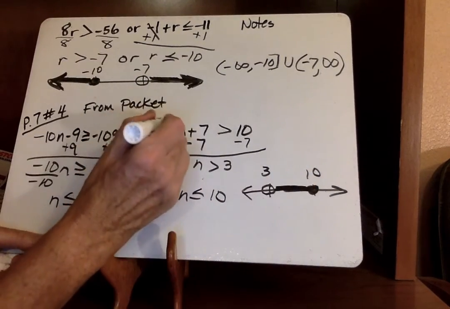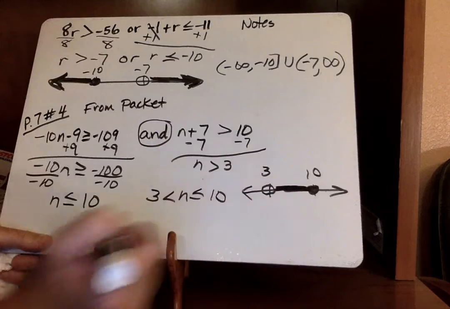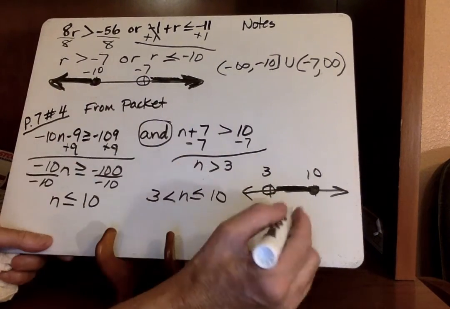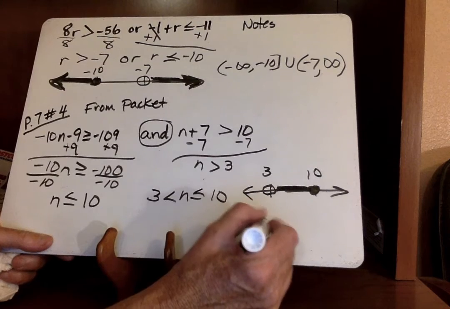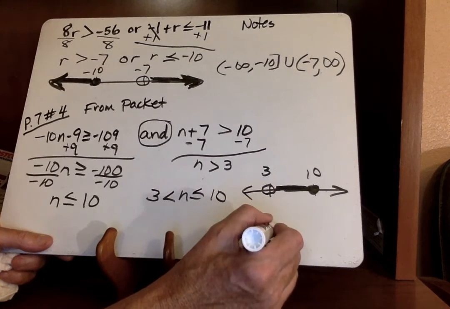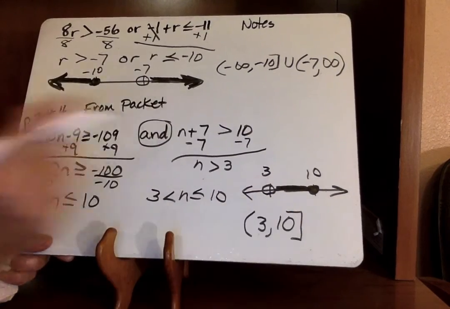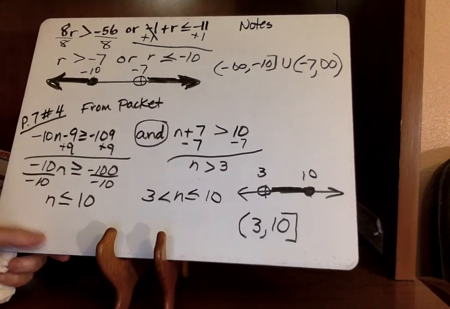So in general, an "and" one is going to be in between. Usually the "or"s will be at the ends. Okay. Interval notation, lowest number is 3. Put parenthesis, comma, highest number is 10. That is included, so it's a bracket. And that's what you have in interval notation.